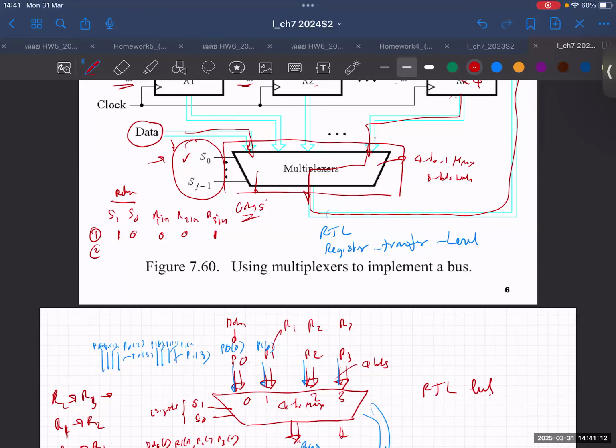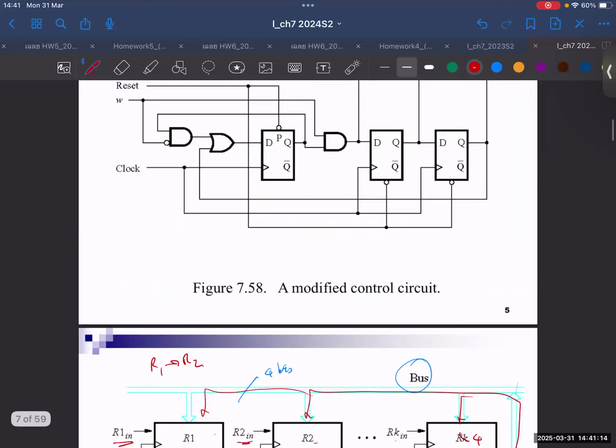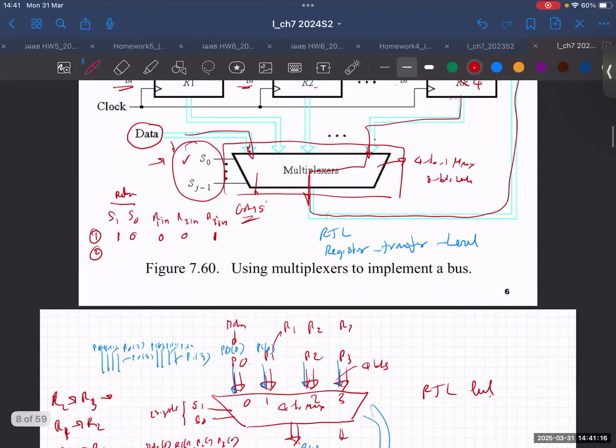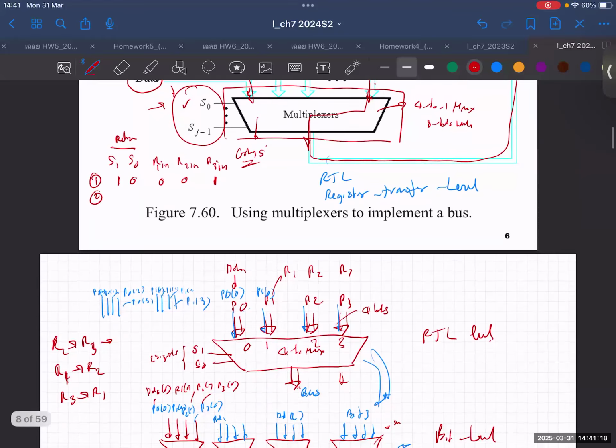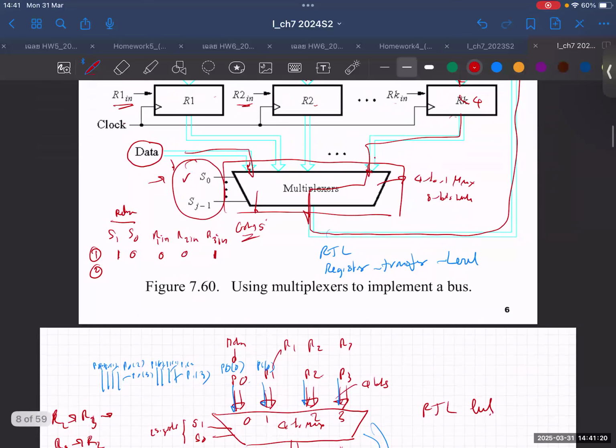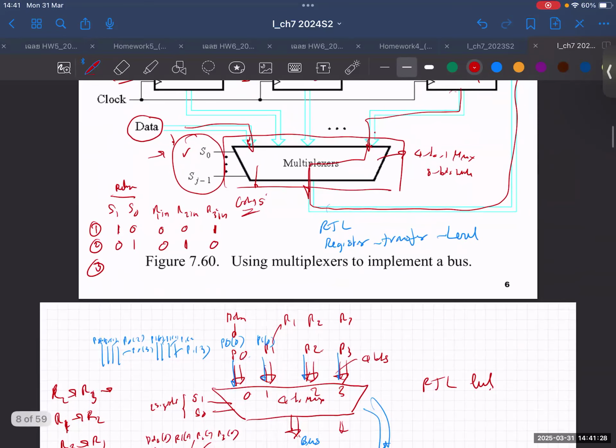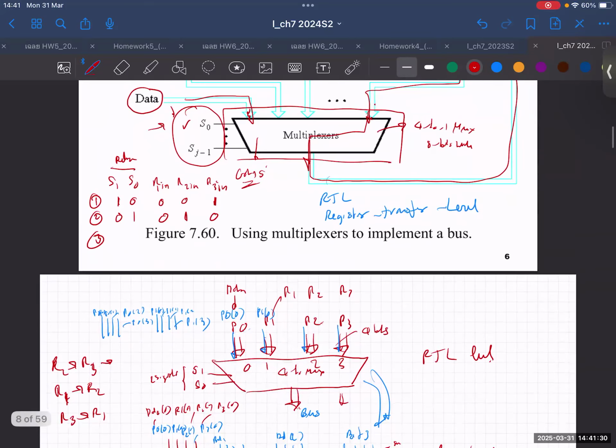And then the second step: R1, R2. So you release R1. This R1 is this, right? And tell R2 to receive it. That's the second step. And then the third step is R3 releases it, and then R1 accepts it. So those are the types of control signals that you need to generate.